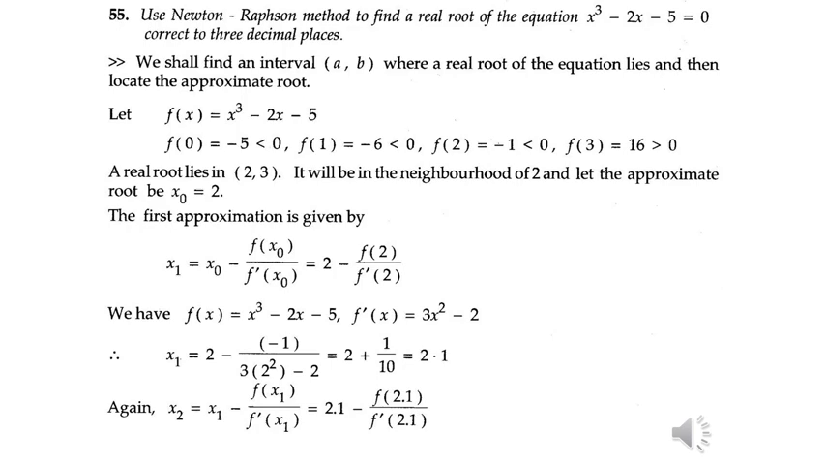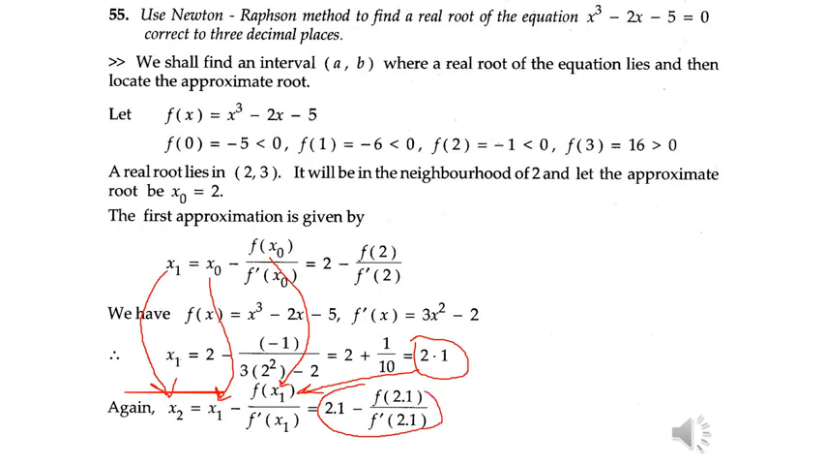How do we write x2? Yes, as explained before, replace x1 by x2 and x0 by x1. Wherever x0 is there, replace the x0 here by x1. Since we know what is the value of x1, substitute the value of x1 in this formula, you will get this. Now in the function f, you need to put 2.1, and in f dash you need to put 2.1 and simplify.